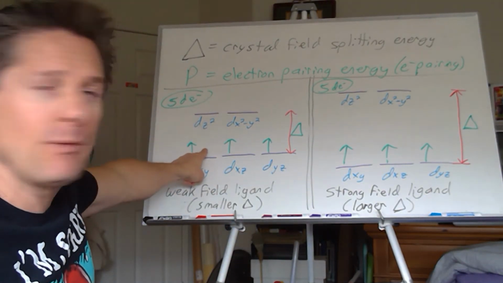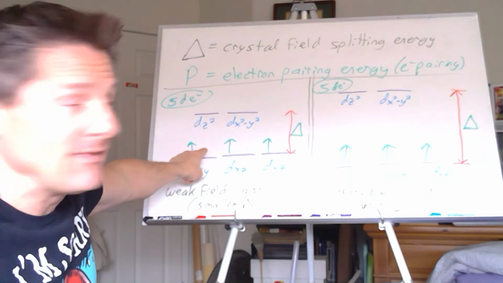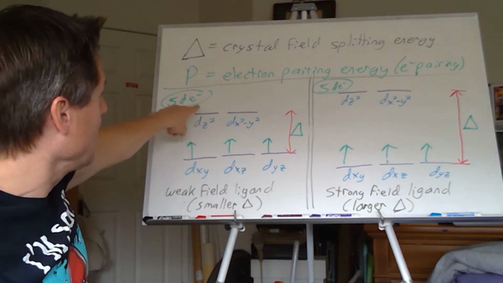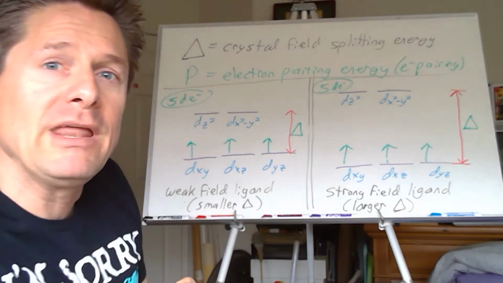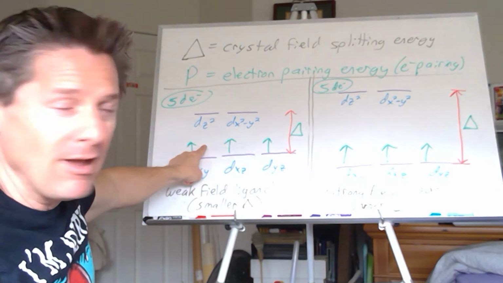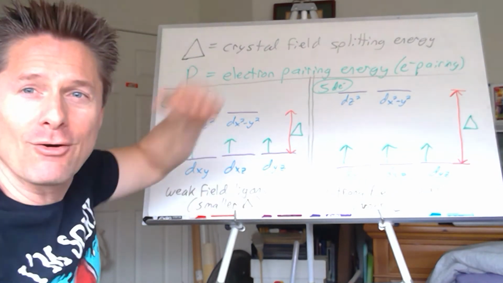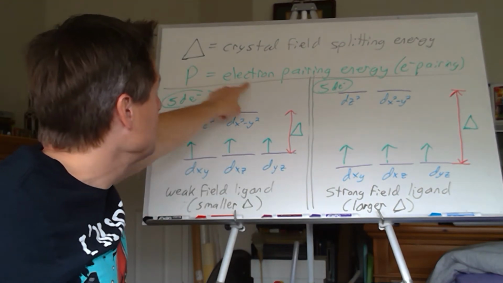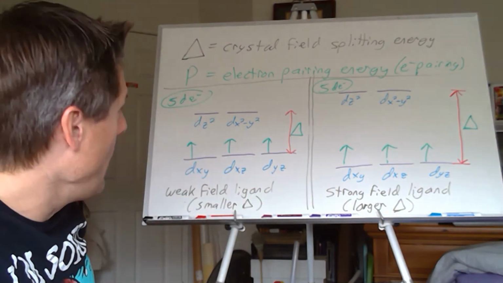It's going to cost you energy to go here. That's the electron pairing energy. If you want to go here, that's going to cost you energy. That's the crystal field splitting. So whether you go as the 4th electron here and pair up, or here to the higher empty orbital, you're comparing the crystal field splitting to the electron pairing energy.